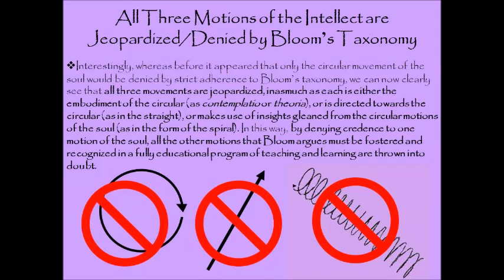of the circular, as contemplatio or theoria, or is directed toward the circular, like the straight moves towards the circular, right? Or it makes use of insights gleaned from circular motions of the soul, as in the form of the spiral, see? In this way, by denying credence to one motion of the soul, the circular, all other motions that Bloom argues must be fostered and recognized in a fully educational program of teaching and learning are thrown into doubt.